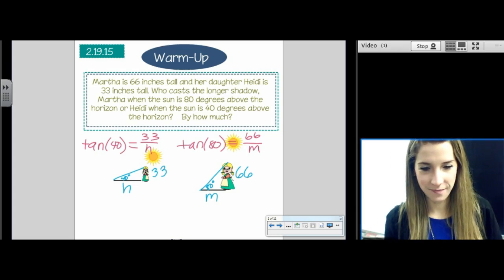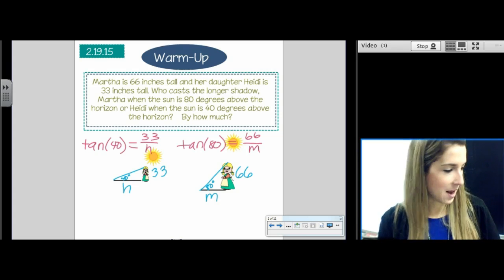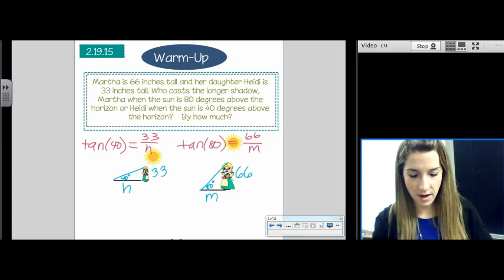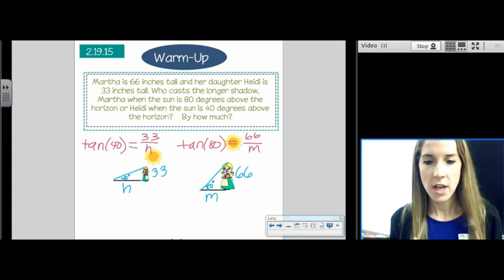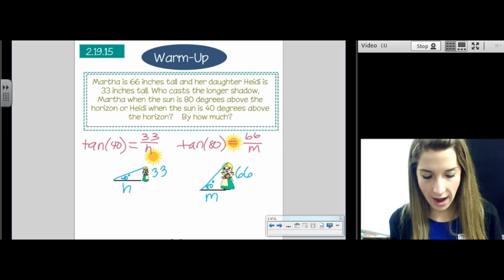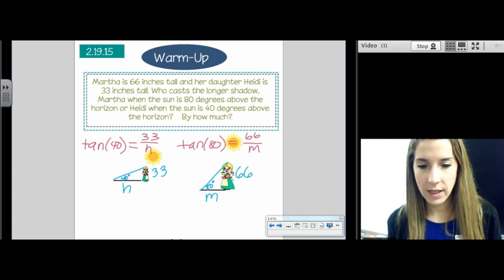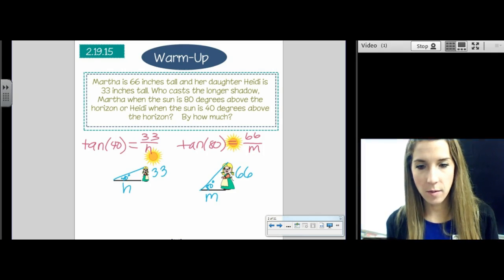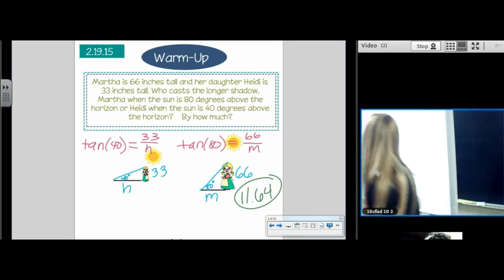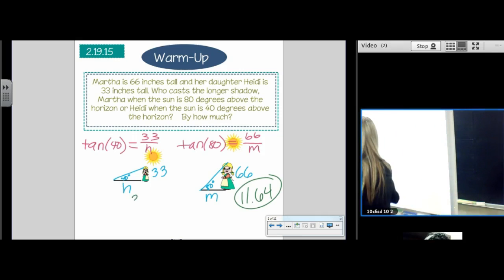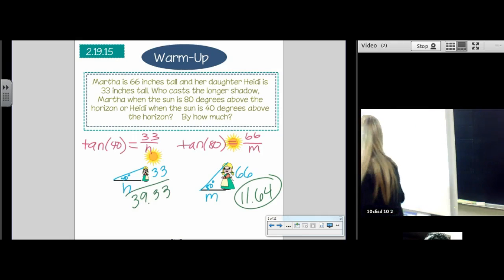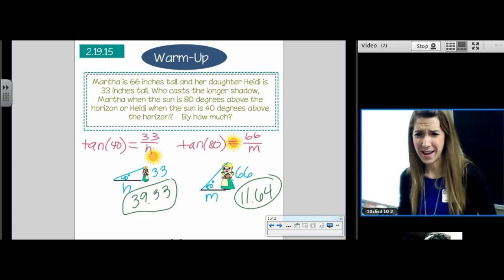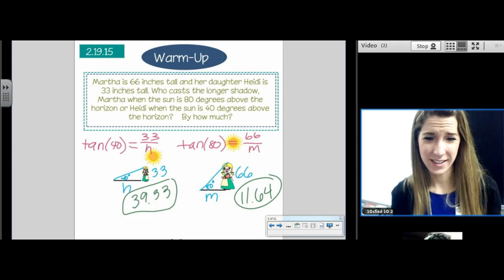Largest is closest. Good. Both of these are in the denominator. So Ganesh, tell me Heidi's shadow. Relina, tell me Martha's shadow. And Eric, tell me who wins and by how much. 39.33. So, who is the winner? By a lot. This isn't even close.